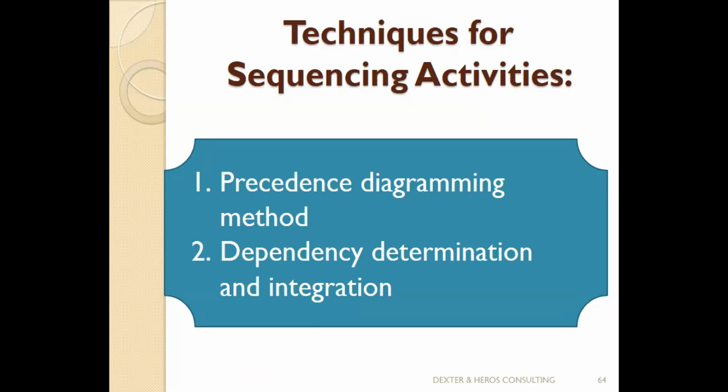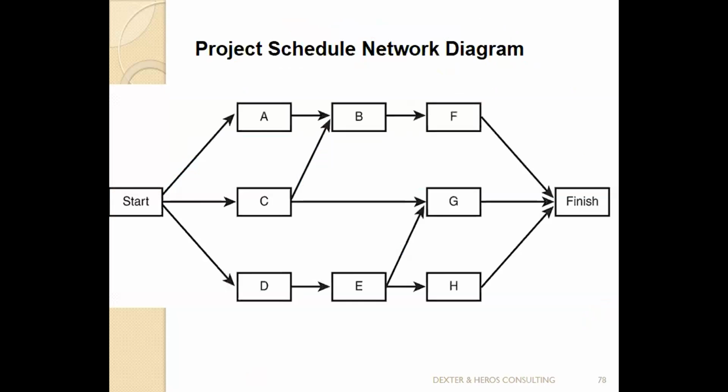When you sequence your activities and you get something like this, we usually say that the relationship that exists among your activities is what we call finish to start relationship. It's very simple. What we are saying is that A must finish before B starts. So when you look at the arrow, you see that arrow is coming from A to B. It means A must finish before B starts. B must finish before F starts.